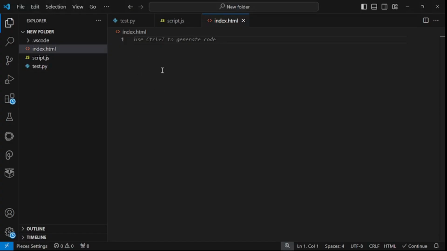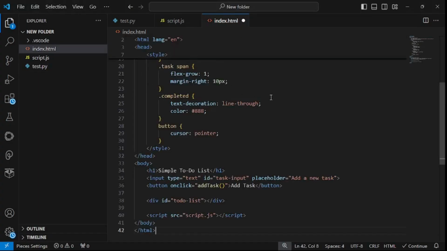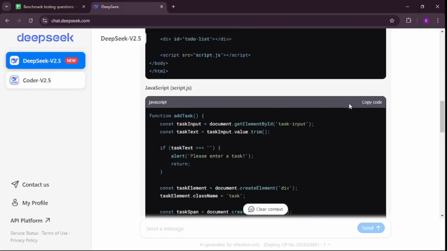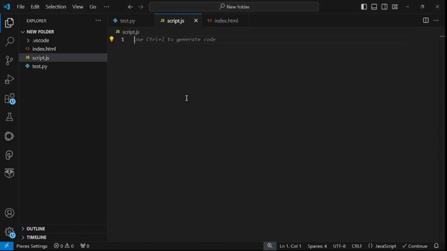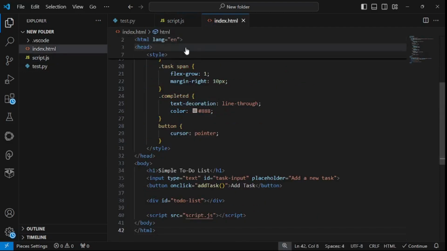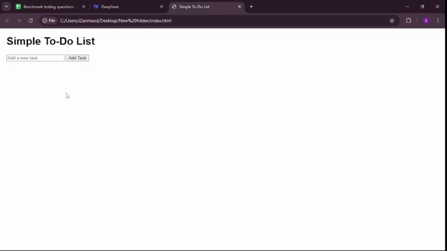Back here in my editor, I'm just going to paste that right here. Let's save the file. As for the JavaScript code, I'm going to paste that right here in the script.js file. Let's copy the JavaScript code, paste it right here, save this. And now let's actually go and run this index.html file. So this is how our simple to-do list app should look.